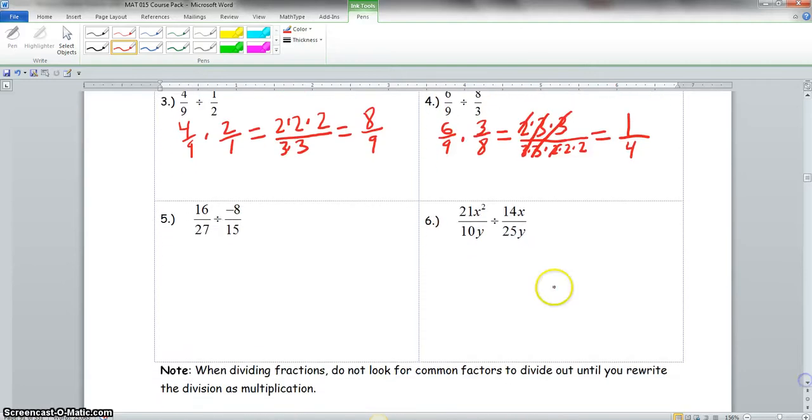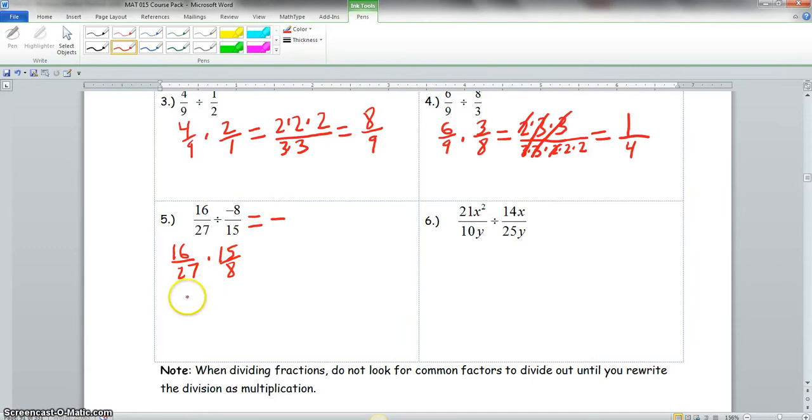Now we scroll down here to number 5. Now, we have a positive divided by a negative, so we know our final answer is going to be negative. So we could put equals a negative. We could put that over here. But below here, let's write this out. 16 over 27 stays 16 over 27. Division becomes multiplication, and then we take the reciprocal of this factor here. So we'll put 15 over 8. We don't need to put the negative sign because we have it here. We know our final answer is going to be negative.